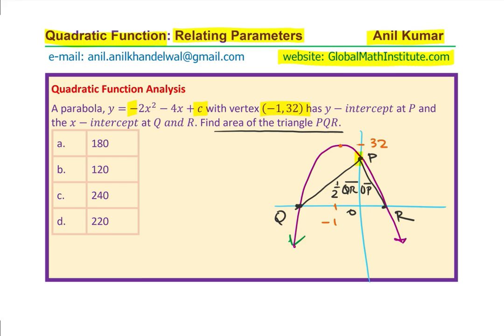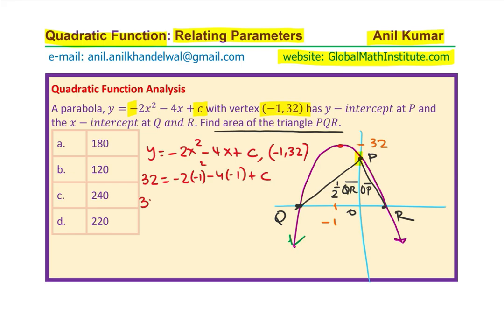So let me adopt the first method. We have the equation, which is y equals minus 2x squared minus 4x plus c. And since the point, which is the vertex (-1, 32), is on the parabola, this point will satisfy the equation. So we can write this as 32 equals minus 2 times minus 1 squared minus 4 times minus 1 plus c.